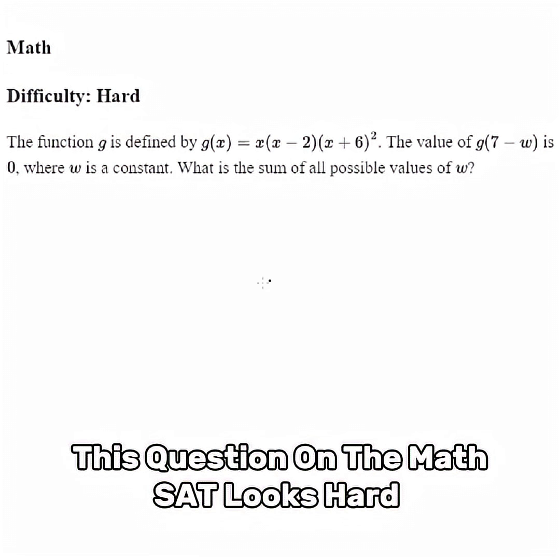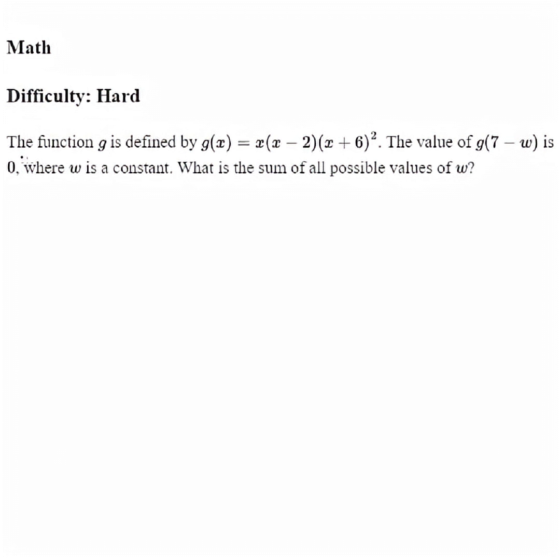This question on the math SAT looks hard, but is actually really easy. The function g is defined by g of x equals x times (x minus 2) times (x plus 6) squared. The value of g of (7 minus w) is 0, where w is a constant. What is the sum of all possible values of w?